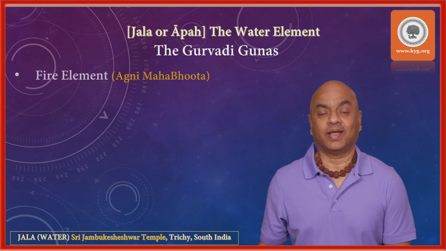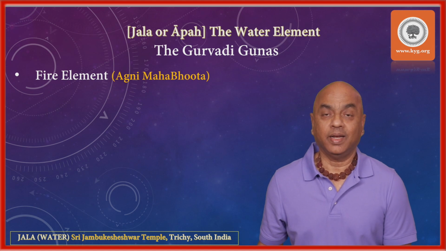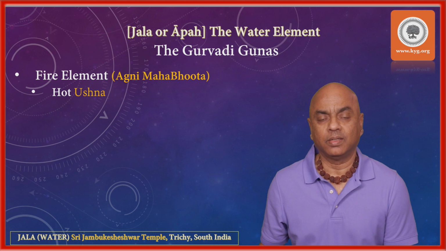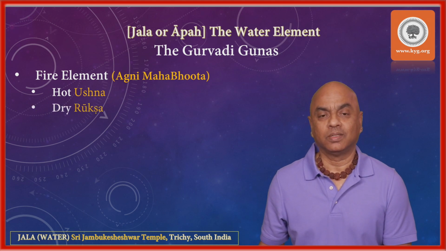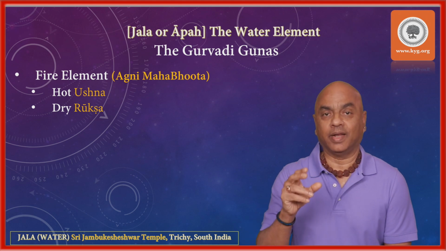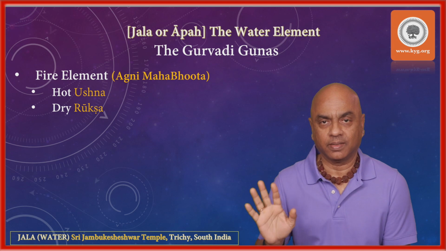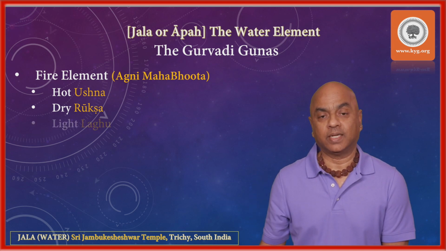Then we go on to the fire element. Agni Mahabhuta. Agni is fire. Just like Jala is water, Agni is fire. So Agni, of course, is hot. Ushna, it's dry. It's Ruksha. You don't have wet fires, right? Dry. Wetness can create fire, like water can generate electricity, but electricity by itself is fire. It's dry. So hot and dry.